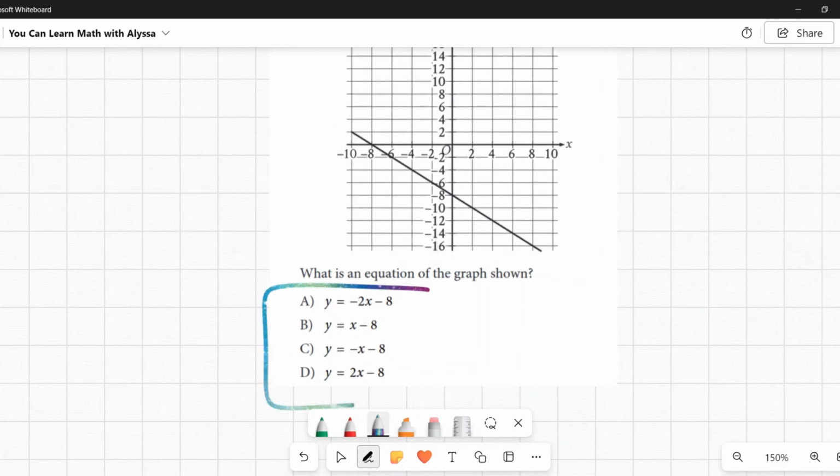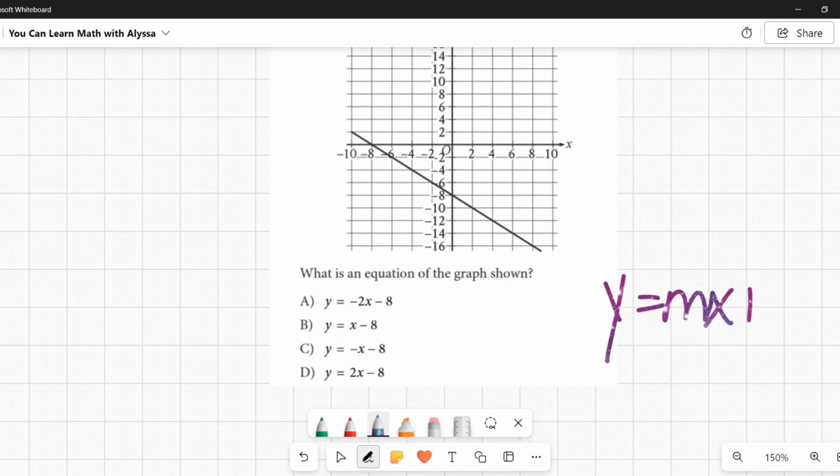Okay, so I have 4 options here, and they are all in y equals mx plus b format. So these numbers in front of the x, the m's, those are the slopes, and those b's are the y-intercepts. Now you notice they're all the same, -8. So you're like, okay, I'm not being tested on finding the y-intercept because they've shown it to us already, that it's -8. So all I have to do is look at the slopes, and I have 4 different slopes here. My A slope is -2, my B slope is 1, my C slope is -1, and my D slope is 2.